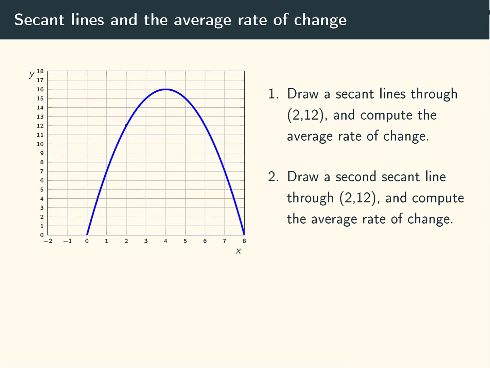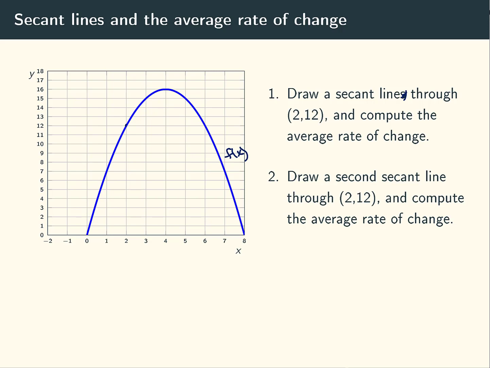Looking at the slide on your screen, you can see that we've got a function drawn on a graph with grids. And so we could label the function f of x. And if you know your functions, you know that this is probably a quadratic function. Now we've been given two instructions. The first instruction says to draw a secant line through the coordinates 2, 12 and compute the average rate of change.